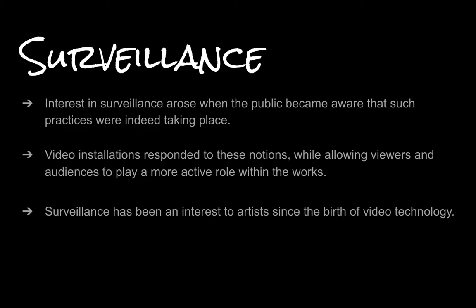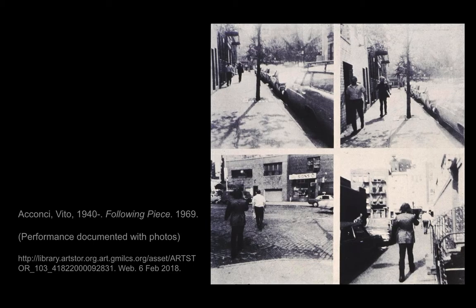Surveillance has been an interest to artists since the birth of video technology, and the prevalence of reality TV shows even today is evidence of this continued trend as well as the interest from viewers. Remember Vito Acconci's piece, Following Piece? Acconci followed a person at random until he or she had arrived at their destination. The performance was documented and it took place over the course of a month in New York City, meaning that Acconci followed many unsuspecting people as part of this performance. This work shows how artists were thinking about the idea of being watched and the paranoia that comes from that feeling.